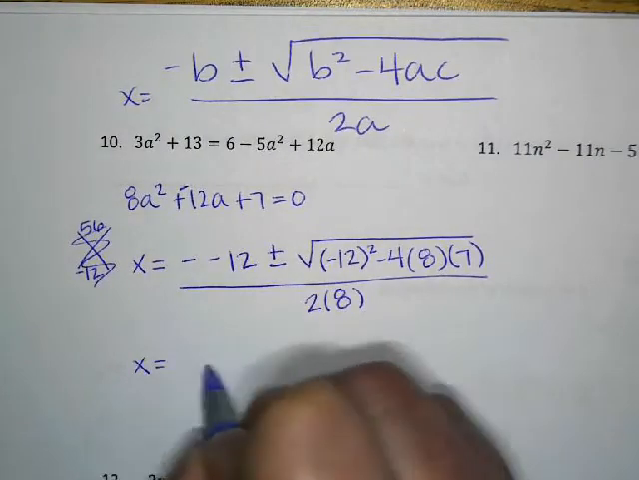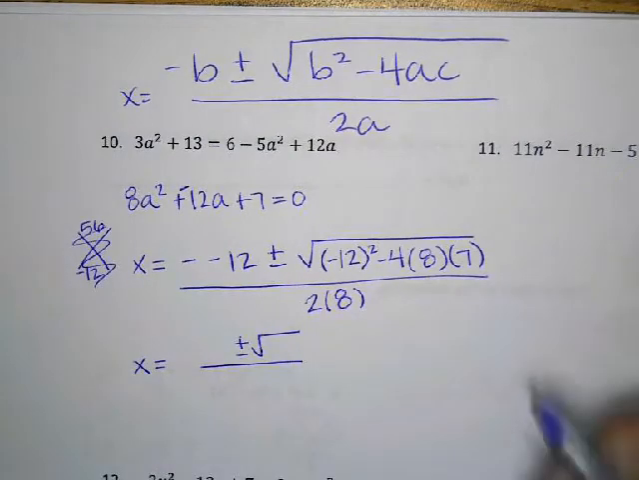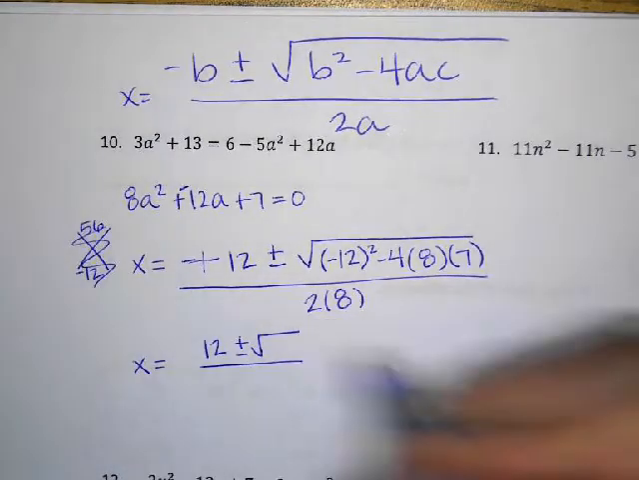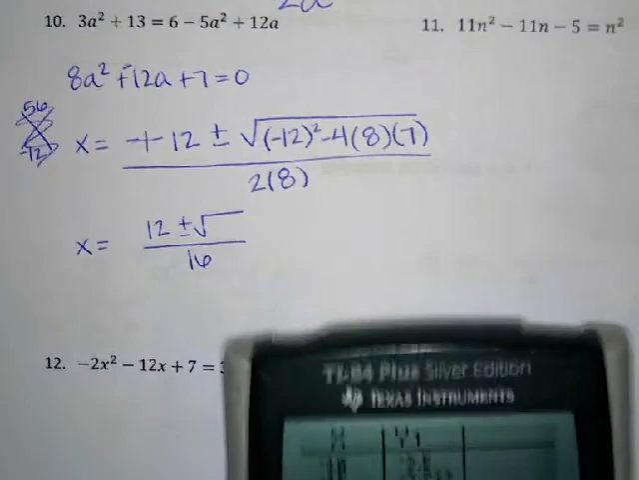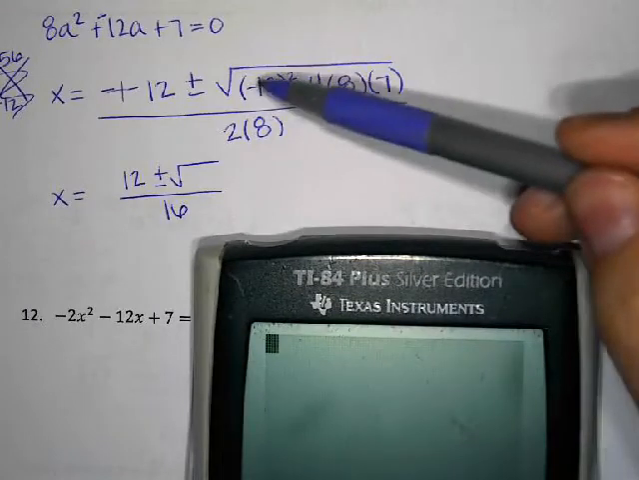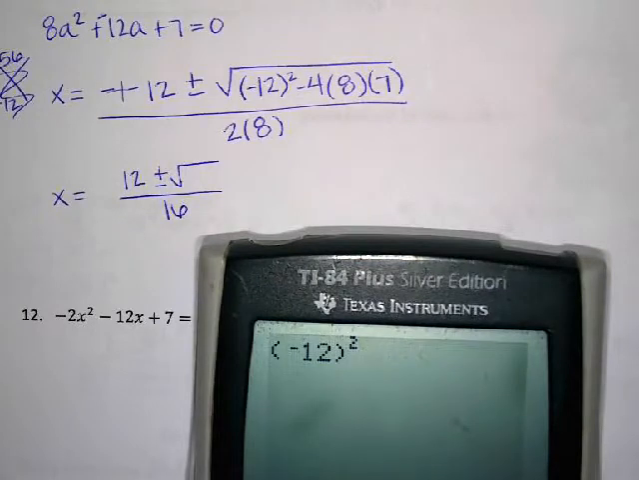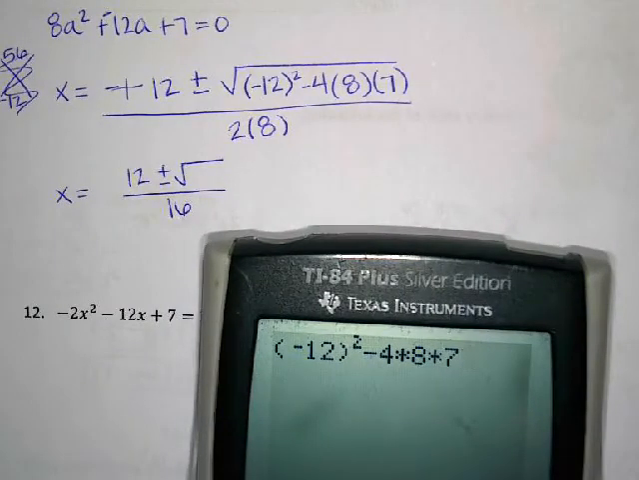So 12 in the front, 16 on the bottom. Now I'm not typing in the square root sign, I'm just typing in the stuff underneath the square root sign. And the reason I do that is because if the stuff underneath the square root sign is negative, and I type all of it in, then my calculator is going to give me an error and I'm going to get frustrated.